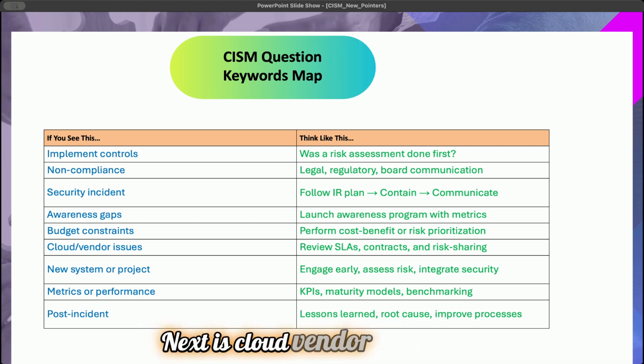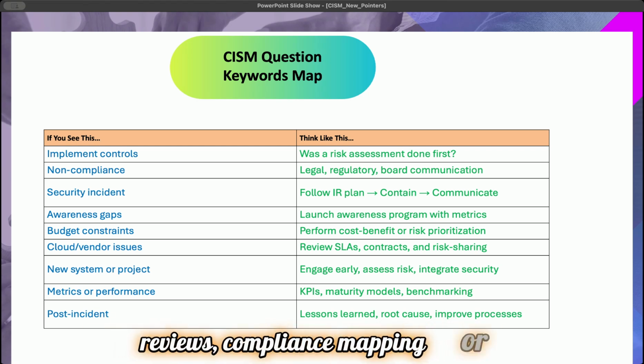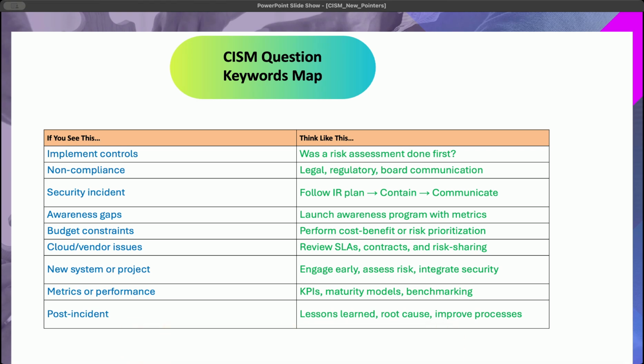Next is cloud vendor issues. If you see this, ask the question: what does the SLA or a contract say? Have we done a vendor risk assessment? The CISM mindset should be, you are managing shared risk. Choose answers involving SLA reviews, compliance mapping, or third party due diligence.